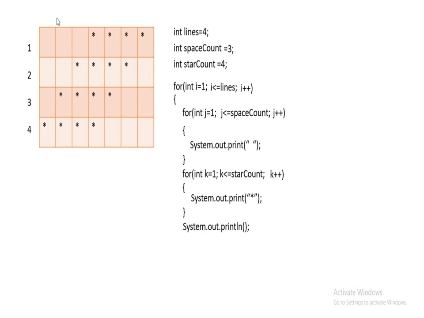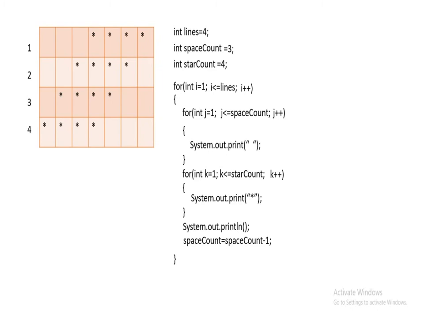Then see the pattern. First line has 3 spaces, second line has 2 and third has 1. It means space decreased by 1. So reinitialize the space count variable: space count variable decreased by 1. We do not need to reinitialize the star count variable because each line has the same number of stars. Our coding part is completed here.